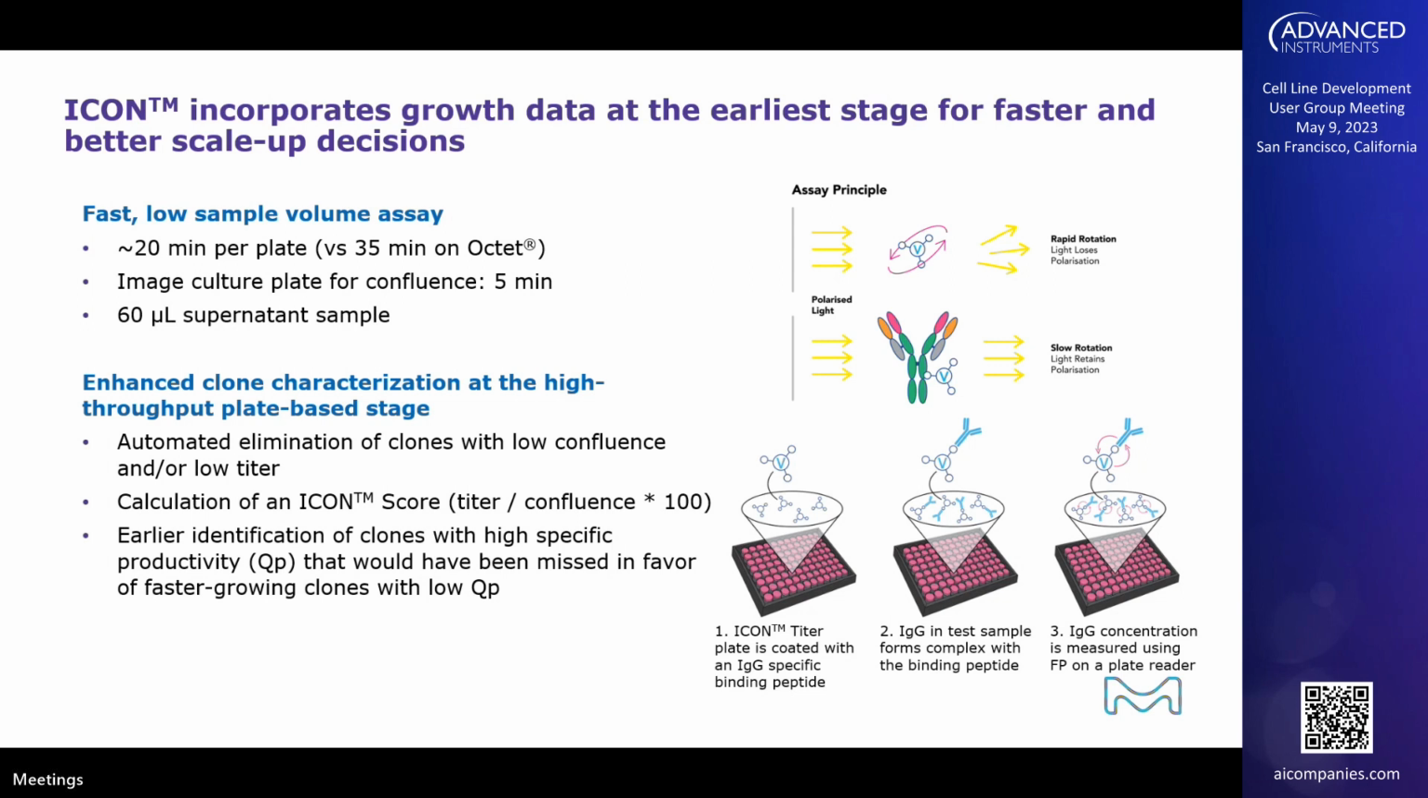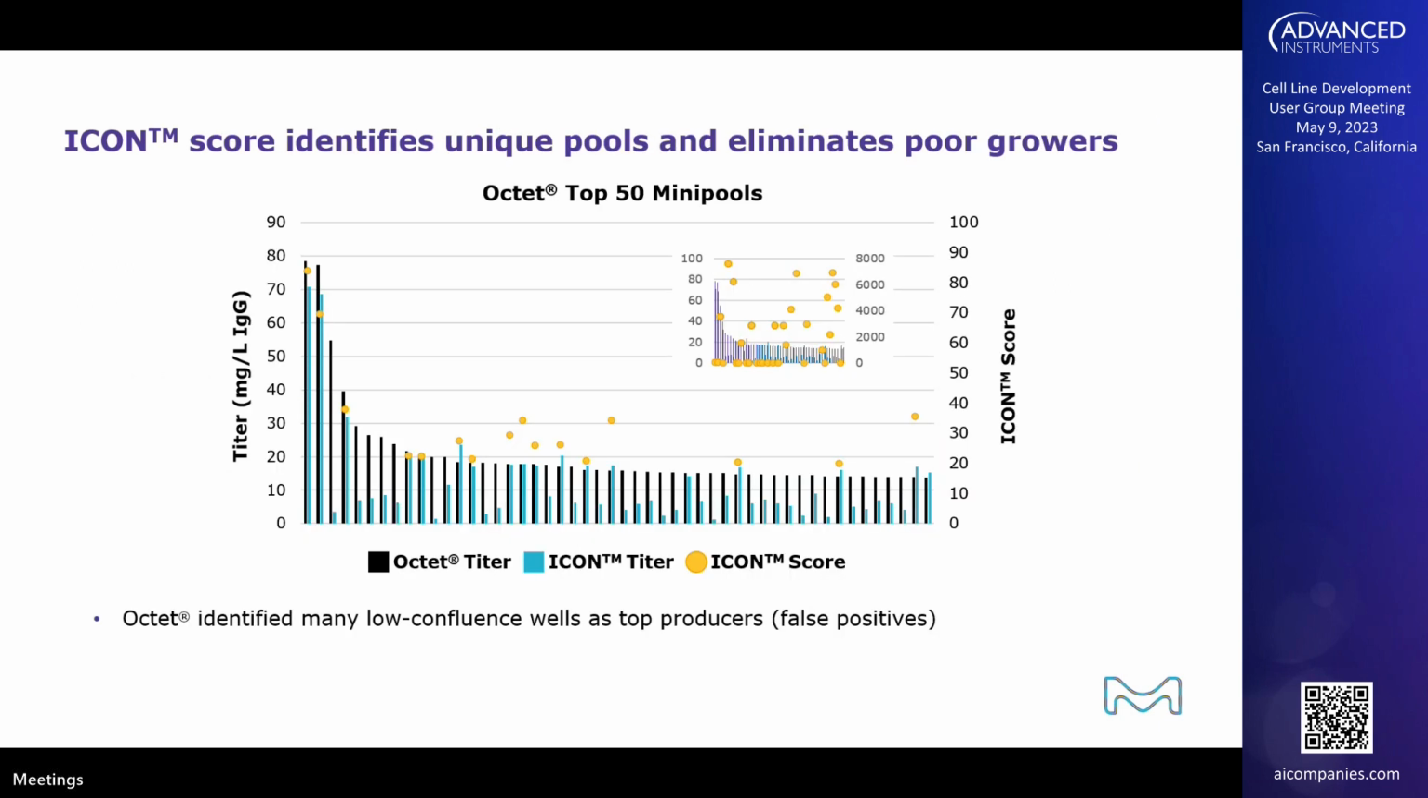fast-growing low QP clones. What we found from the initial experiment is that the ICON score alone does identify unique pools relative to octet titer by itself and can eliminate poor growers from being scaled up. Here I'm showing the data from the top 50 mini pools ranked based on the octet titer. The octet titer and ICON titer are represented by black and blue bars respectively, and the ICON score for each of these mini pools is shown as a yellow circle.